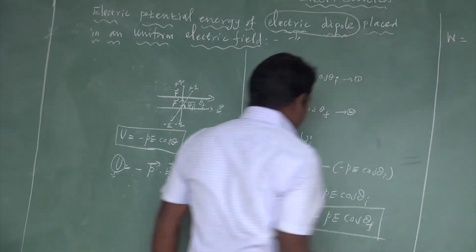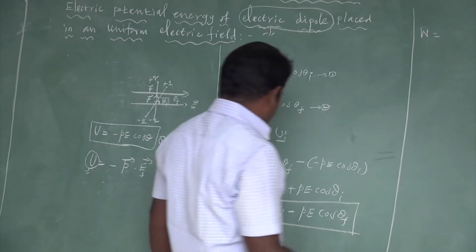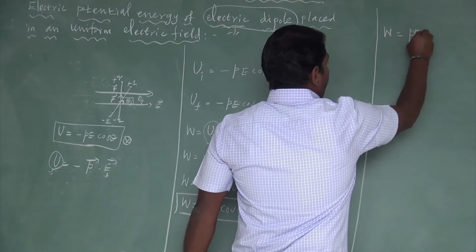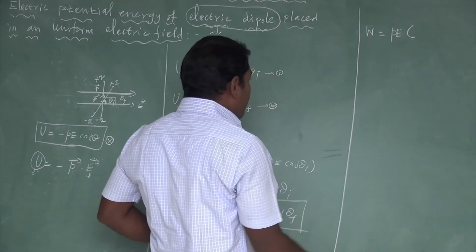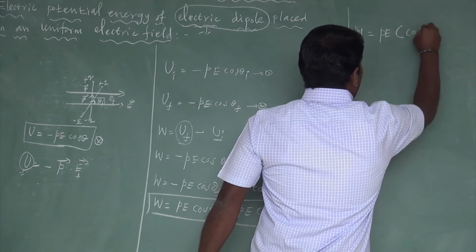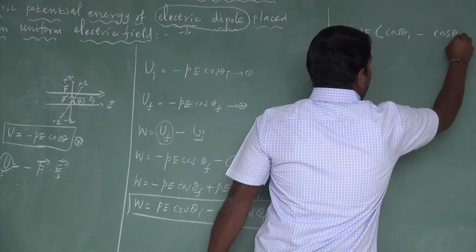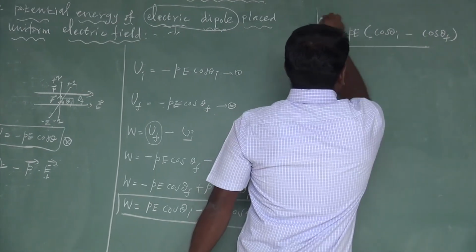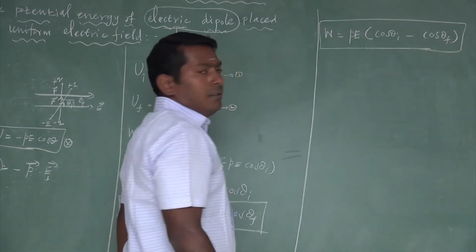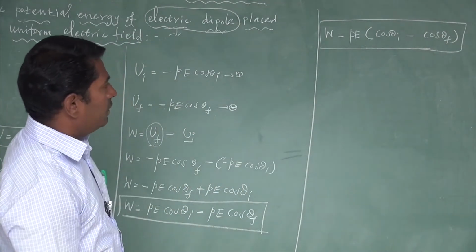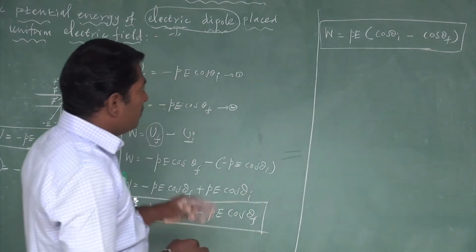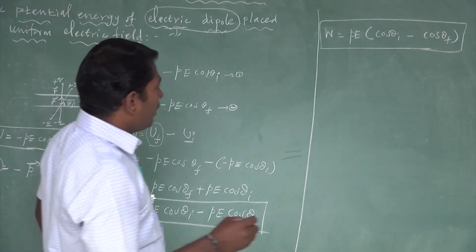W is equal to PE, take common out, PE cos theta I minus cos theta F. It is an important expression. We are going to solve one problem related to that expression.